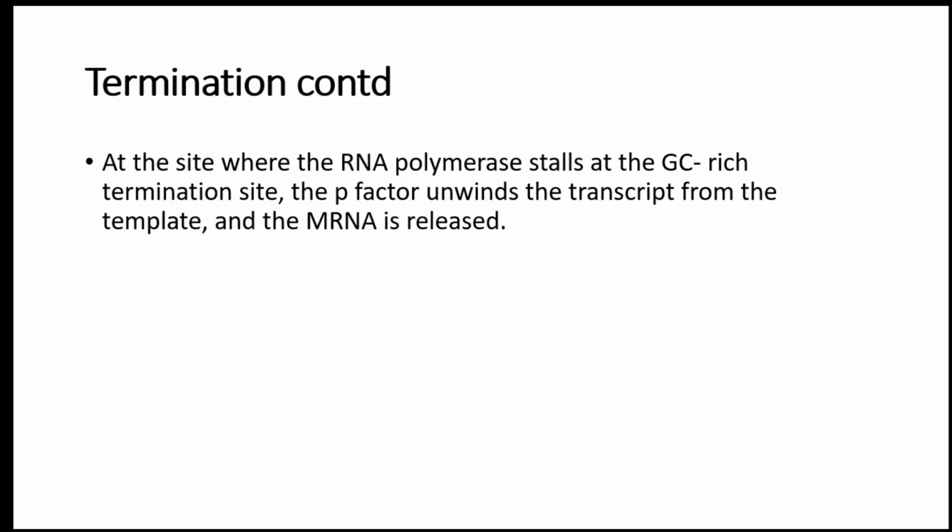We need to note that the hydrogen bonds between GC are stronger because of the 3 hydrogen bonds which are formed between guanine and cytosine. So the moment the RNA polymerase stalls at this C-rich region, the P factor is going to unwind the transcript from the template, and then the messenger RNA is going to be released. The moment the messenger RNA is released, that will mark the end of the transcription process.